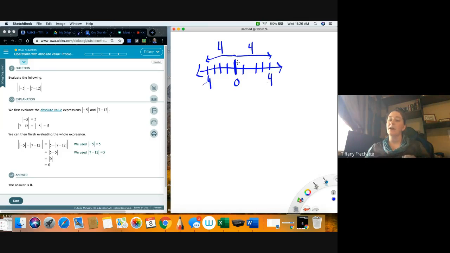When I'm talking about absolute value, I'm not caring so much about positive and negative. I just want to know how many spaces did I move away from 0. That's all absolute value means. Okay.